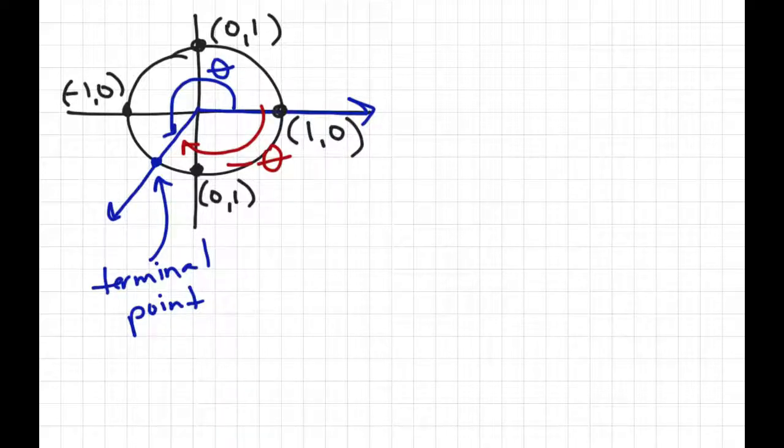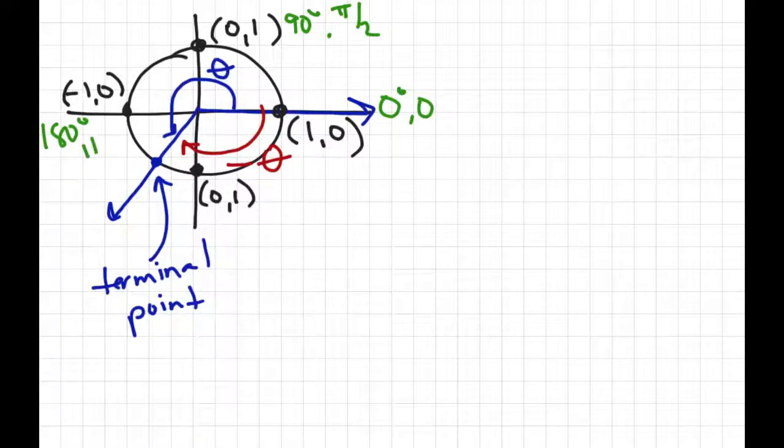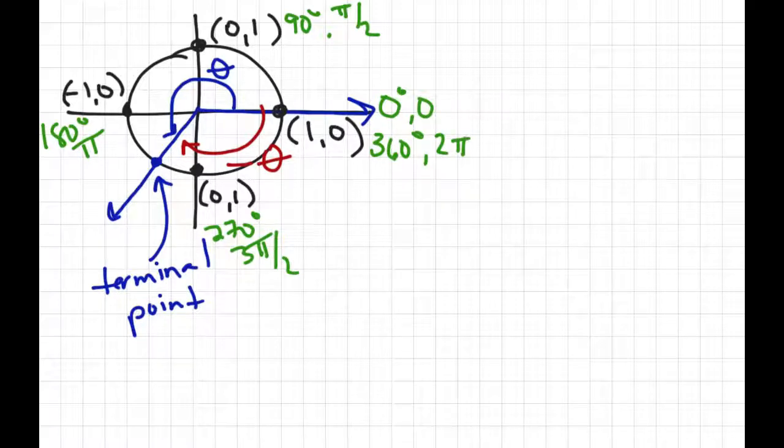Remember, when we start in our initial position, it's 0 degrees or 0 radians. And then if I go in the positive direction, 90 degrees is pi over 2 radians. 180 degrees is pi radians. 270 degrees is 3 pi over 2 radians. And then you're back at 360 degrees, which is 2 pi radians.